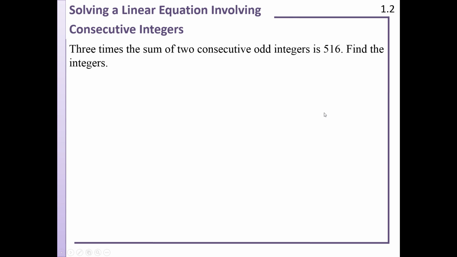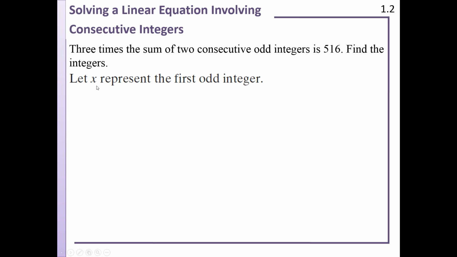Okay, so here's a consecutive integer problem. In this case, the sum of two consecutive odd integers is 516. We have to find the integers. We don't know what numbers these are, so we have to start somewhere. We'll start with x is the first odd integer. Now, if x represents the first odd integer, what's the next odd integer?